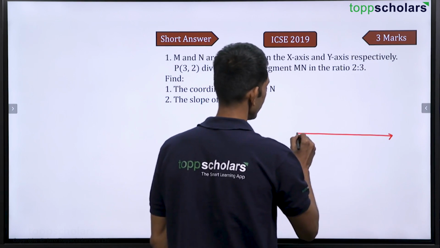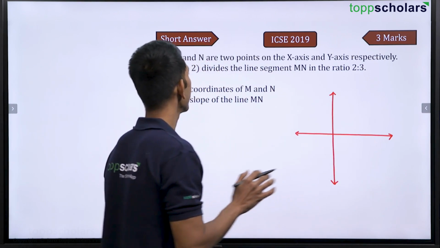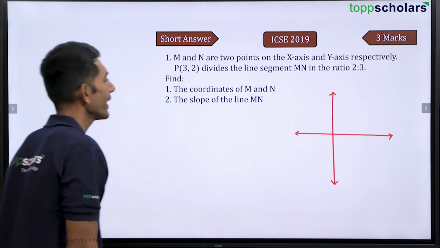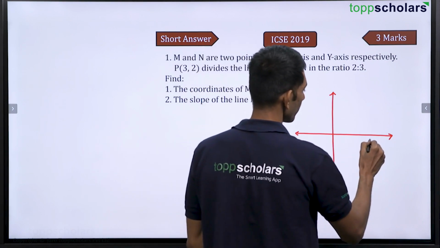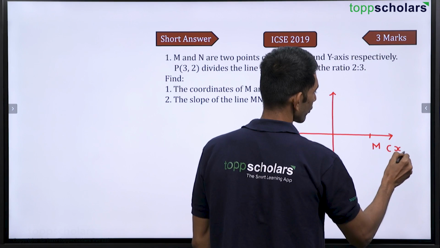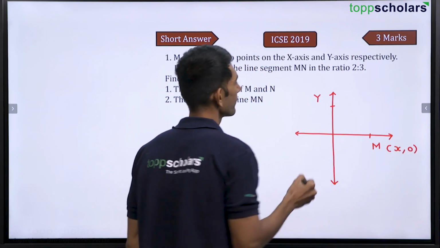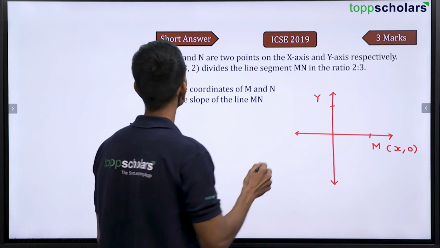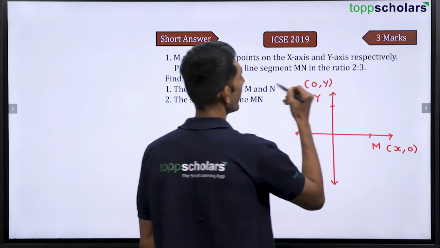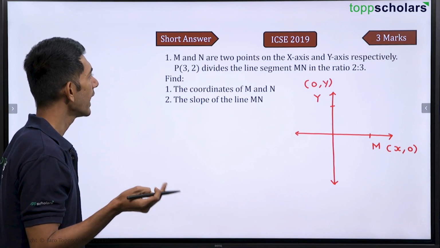So this is the x-axis, this is the y-axis. I'm taking random points. M and N are two points on the x-axis and y-axis. So M is on the x-axis, whose coordinates are x comma 0. And then we have a point on the y-axis whose coordinates are 0 comma y, because the points are on the x-axis and y-axis respectively.